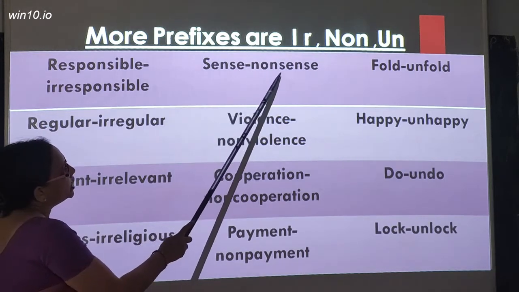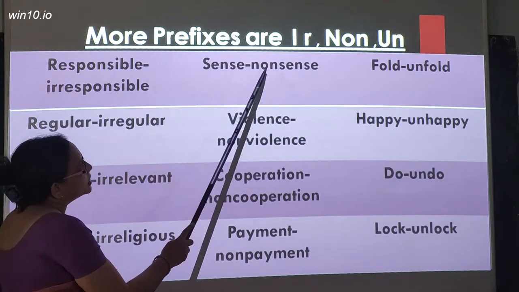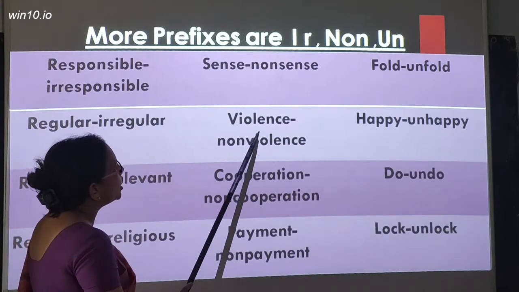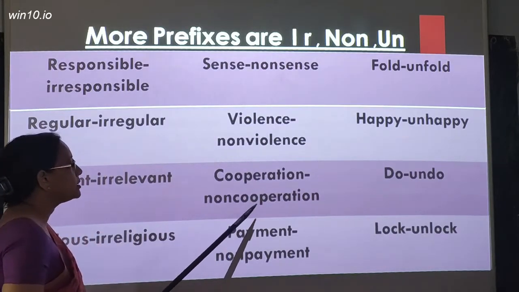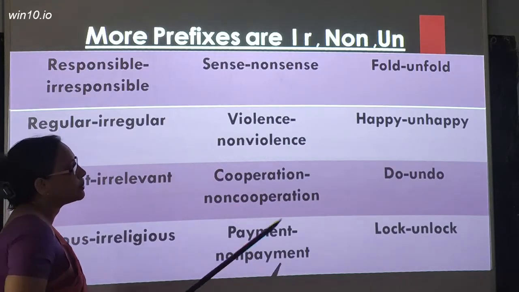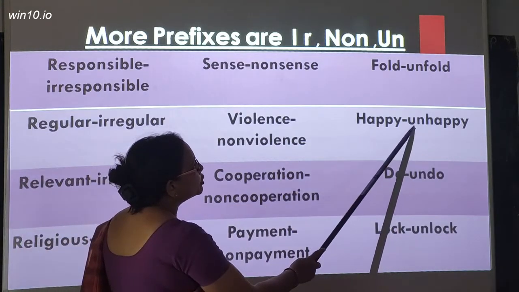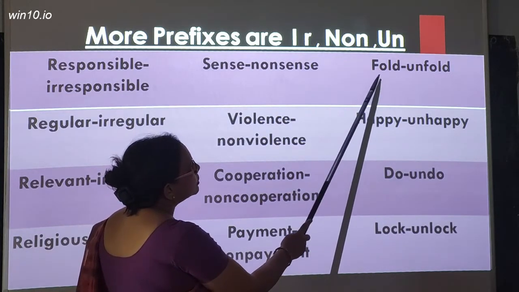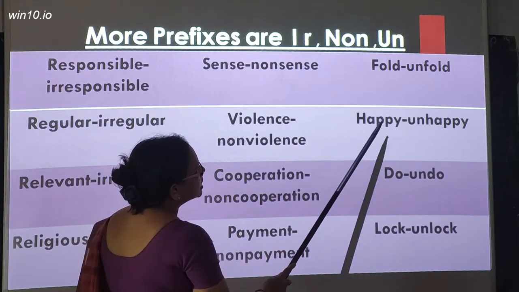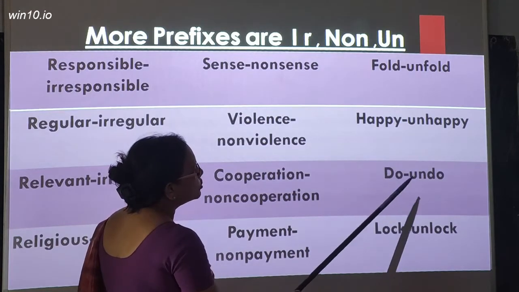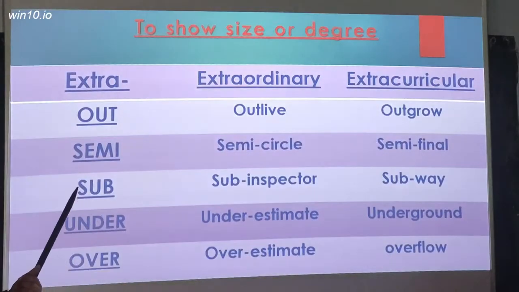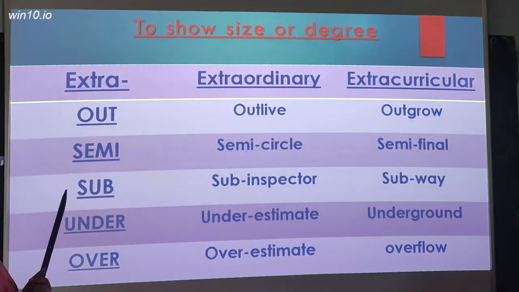We put non, no, before the word sense, and the word is nonsense. Violence, non-violence, cooperation, non-cooperation, payment, non-payment. Happy, unhappy, we put un before happy. So we have fold, unfold, happy, unhappy, do, undo, lock, unlock. So these are the prefixes to make opposites.